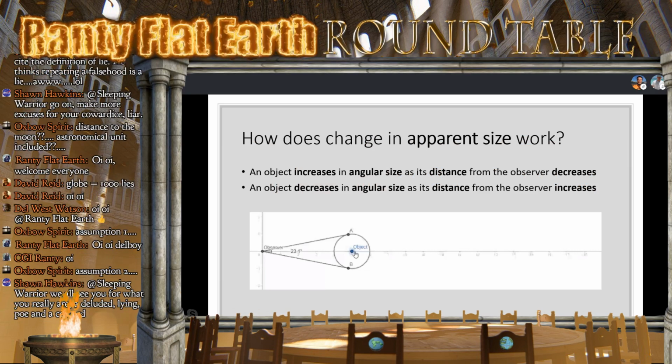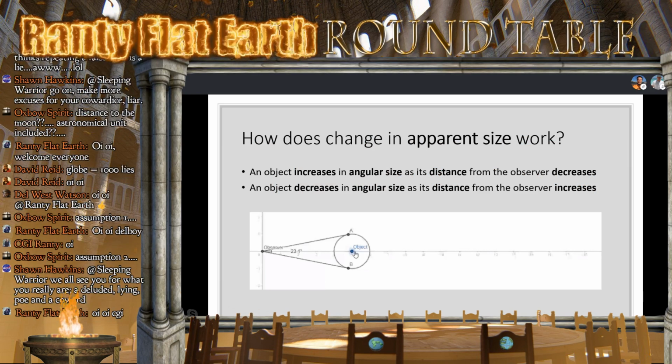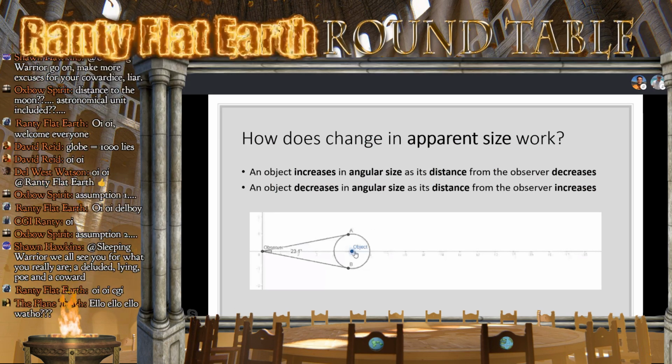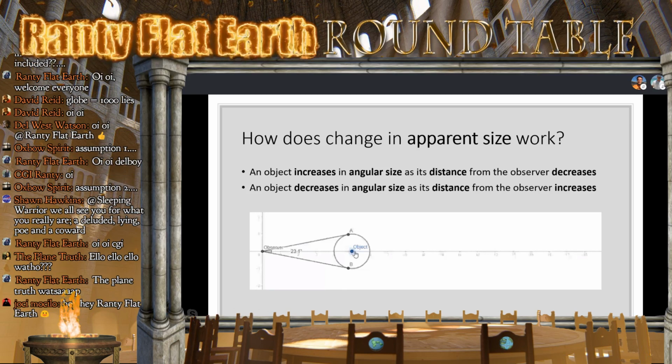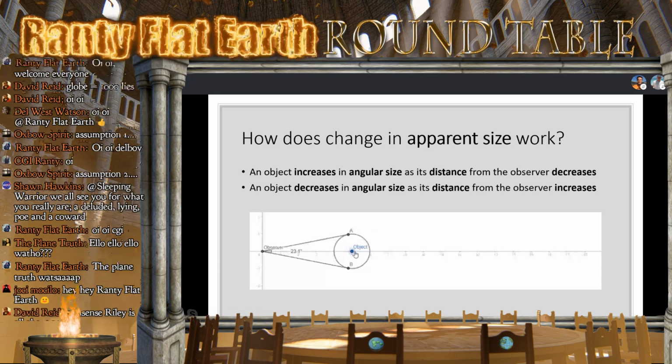Now for a quick example of how the change in apparent size works. It's a relatively simple relationship. When an object increases in angular size, meaning it appears to be bigger, its distance from the observer decreases. So as the object is getting closer to you, it increases in angular size. An object decreases in angular size as its distance from the observer increases. So the further away an object gets, the smaller its angular size.